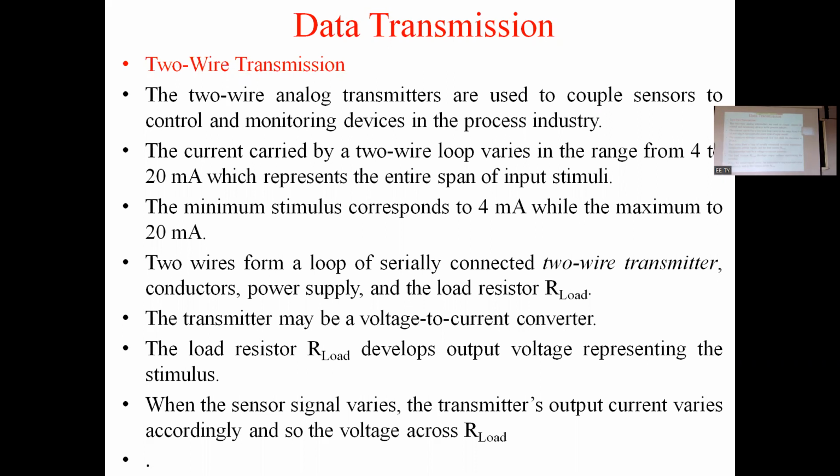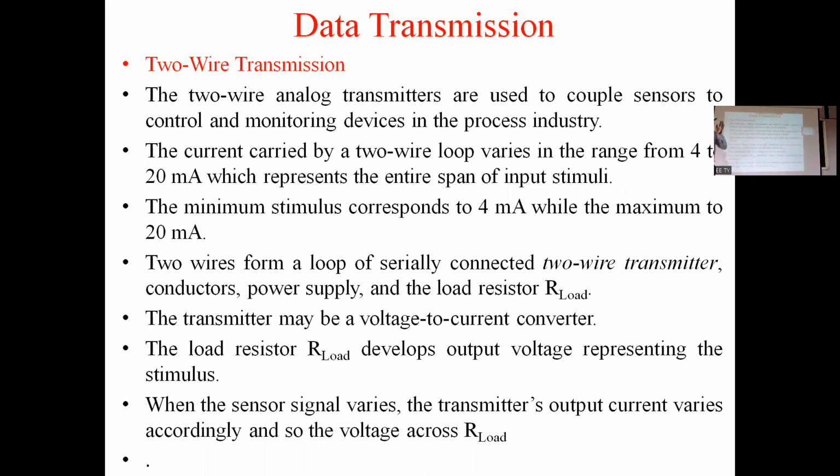Okay. So that means it is in the form of electric current, and the data obtained from the sensor will vary over a range. If it is a current sensor, it will vary from 4 to 20 milliampere, which represents the entire span of the input signal.